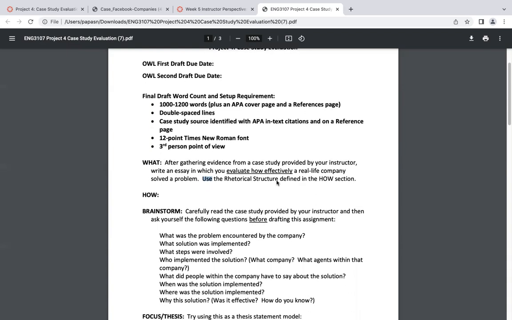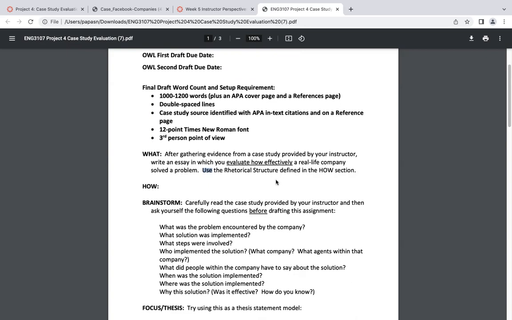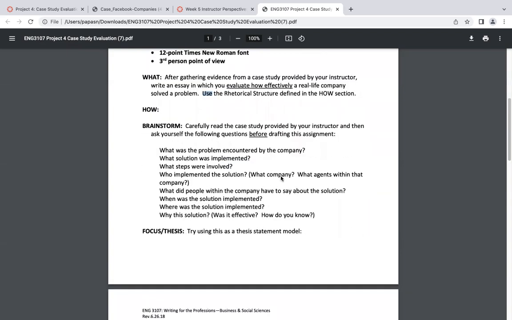Because we're not asking you to do research about whether the company's stock prices went up or down after this. It's more about looking at the things that the company would value.